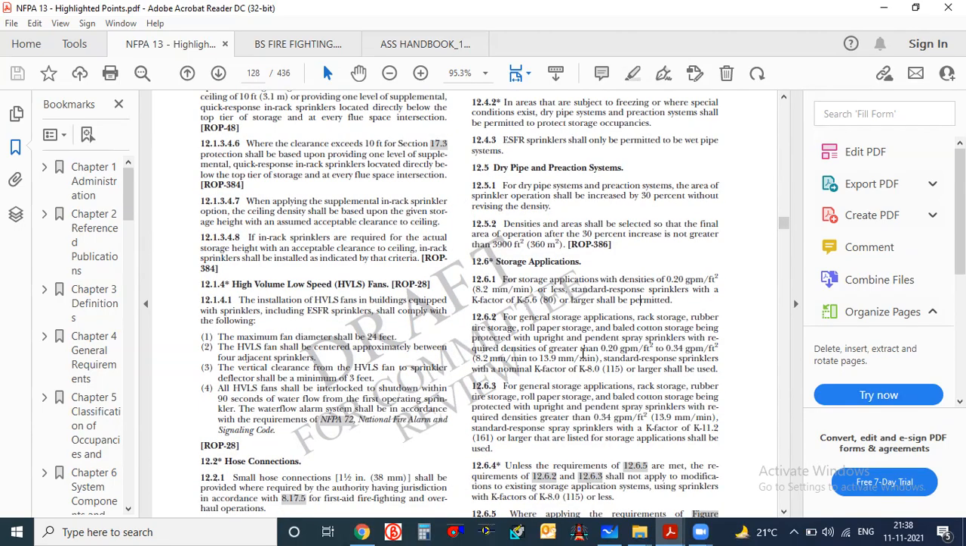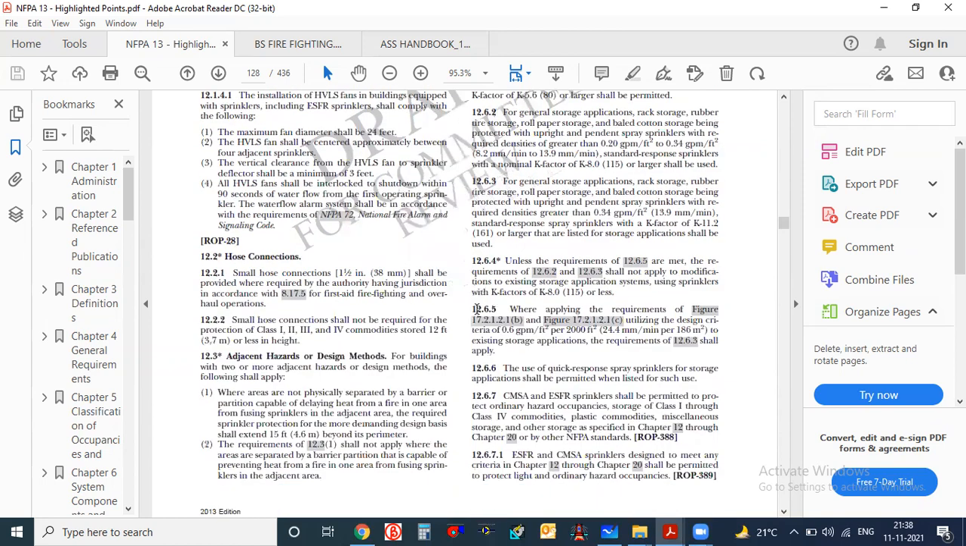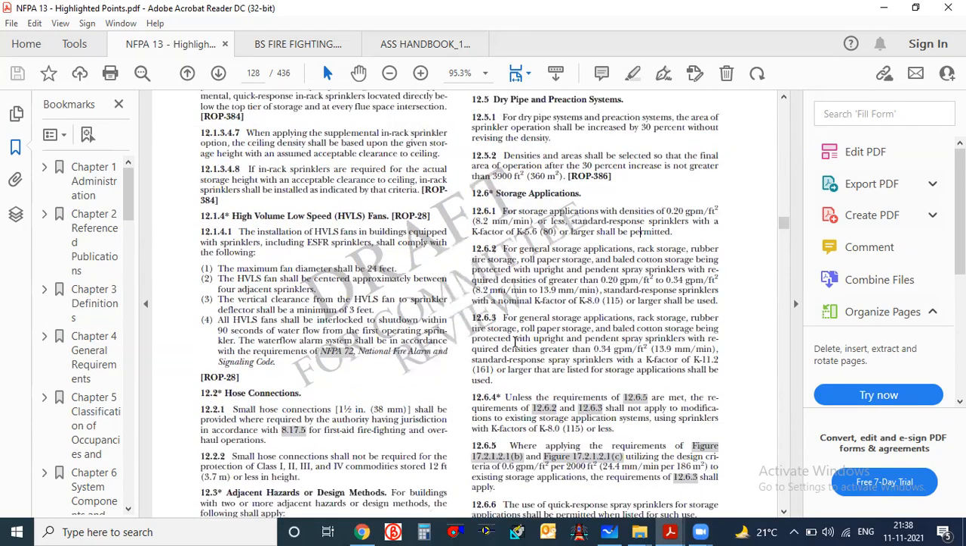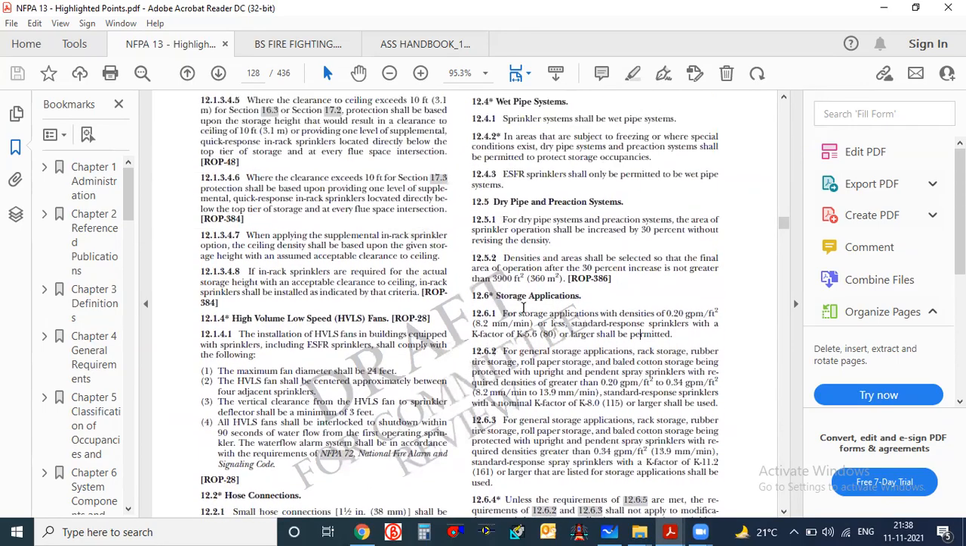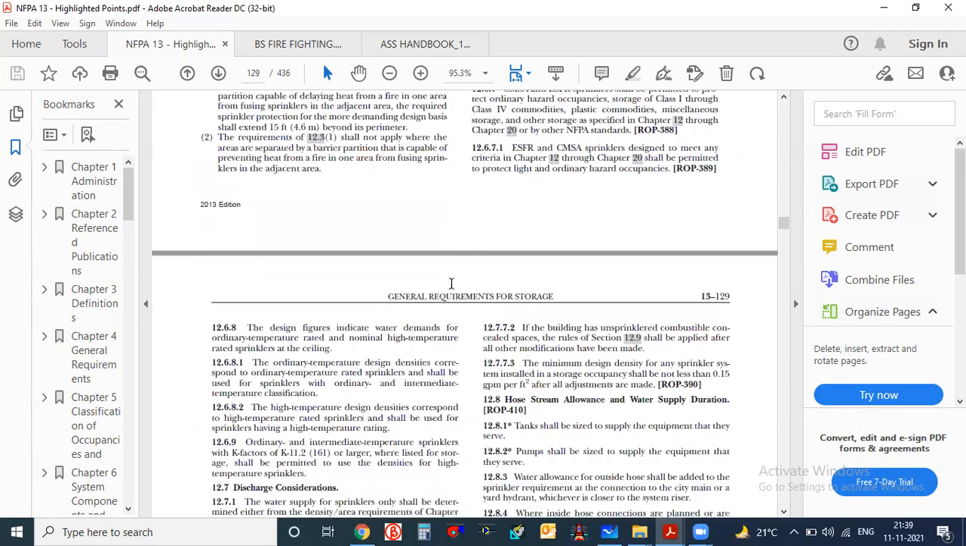And even in some tables they have given the K factors also, which K factor you have to go with. The K factor is related to the warehouse usage. K factor is related with the specific application of storage. Like suppose if you are installing a sprinkler in a plastic industry, what will be the K factor? If you are installing in a rubber storage factory, what will be the K factor? Some tables will come, you will understand it if you go later.